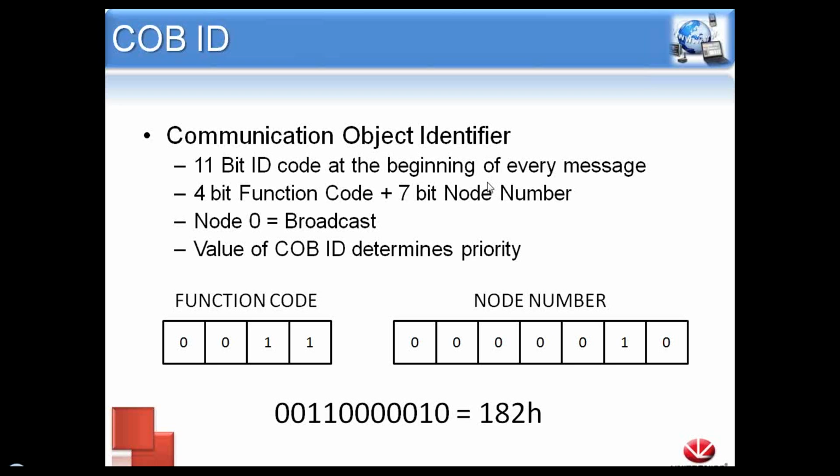The value of the COB ID also determines the priority. So the lowest numbered COB IDs always go first. So this works twofold. One, the function codes are prioritized. Since the function code goes first, the lower the function code, the lower the converted number is going to be. So the functions are put in a particular order so that the most important functions always go first. Second, after the function code, it is organized by the node number. So node 1 always gets updated first, node 2 second, node 3 third, etc.